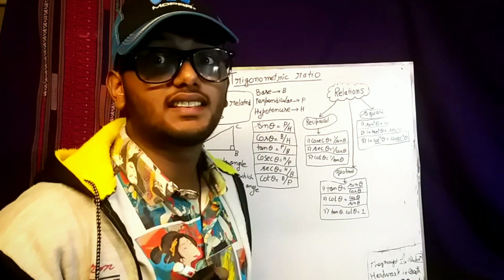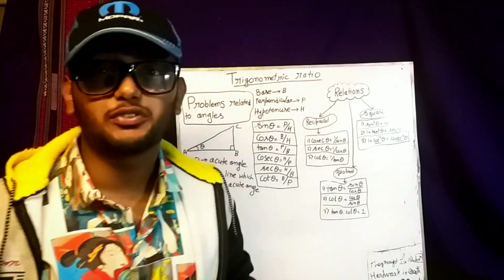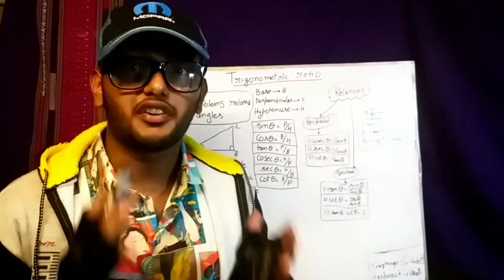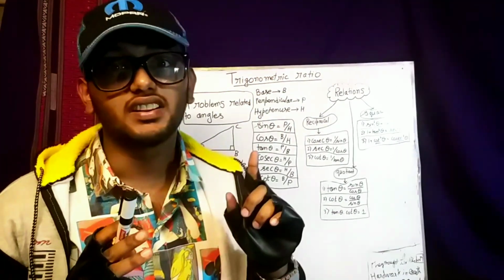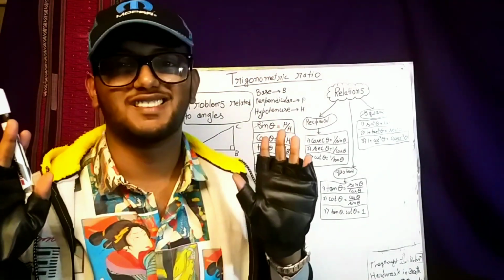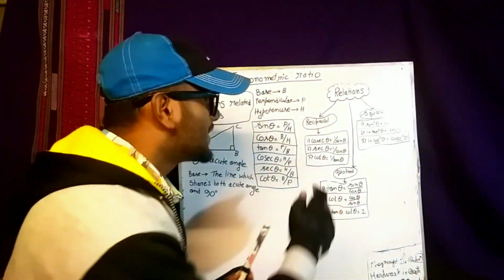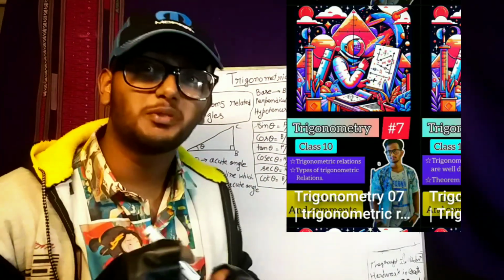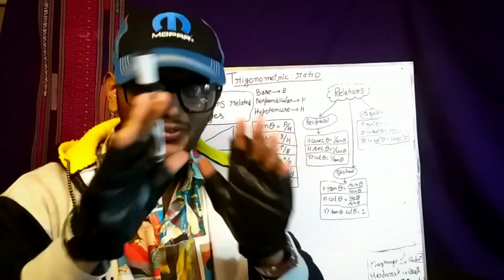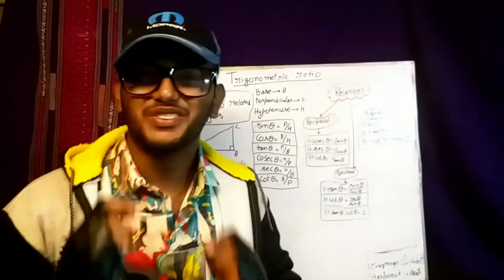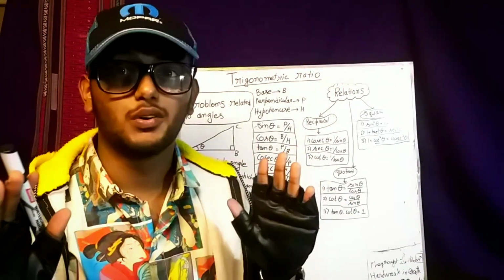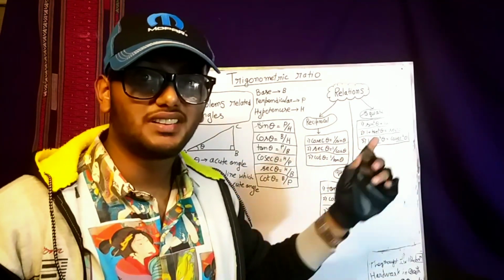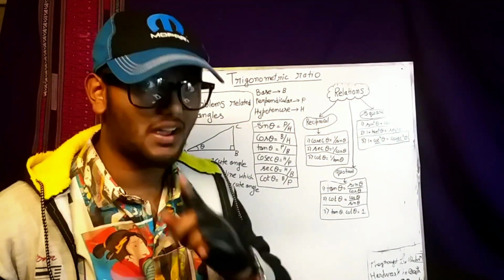Now, there are 3 relations in trigonometric ratio. These are actually the main or fundamental relations of the trigonometric ratio. If you know these relations, 50% of your trigonometry is done. Even if you know these 9 formulas, 50% of your trigonometric ratio is done. But here are some formulas in which students make mistakes. I will say that one.